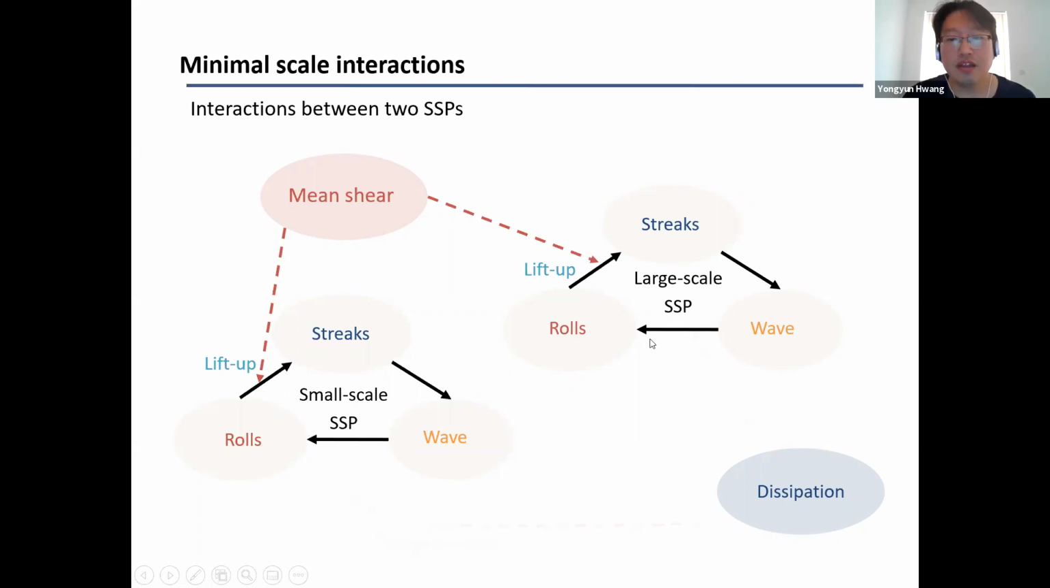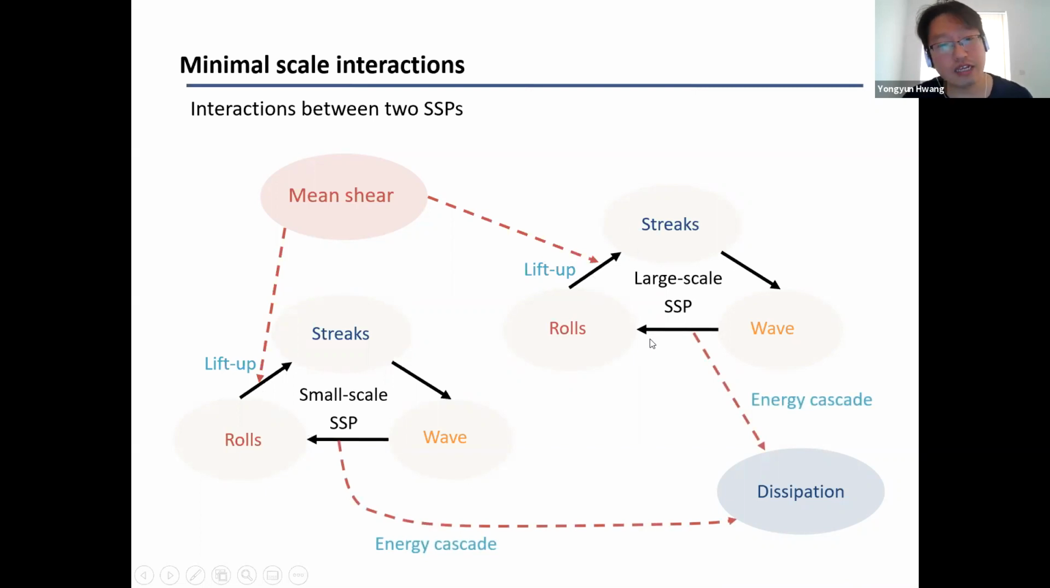And when these streaks actually break down into waves and form rolls, it does an intense energy cascade and generates the fine scale structure and a large turbulent dissipation. That's the process that we identified.